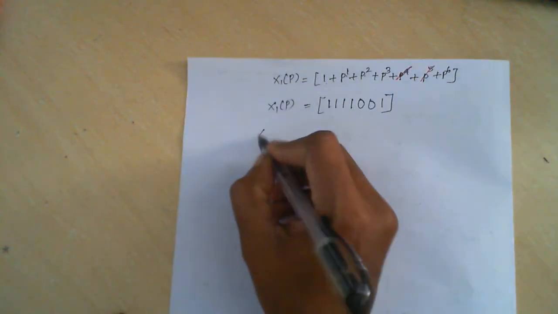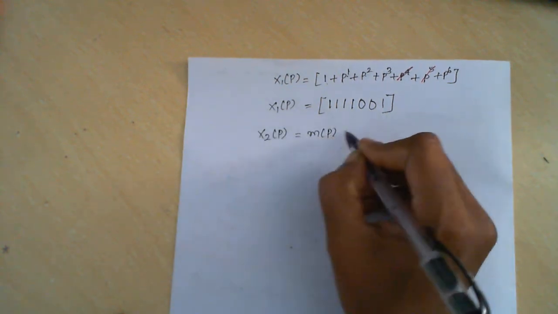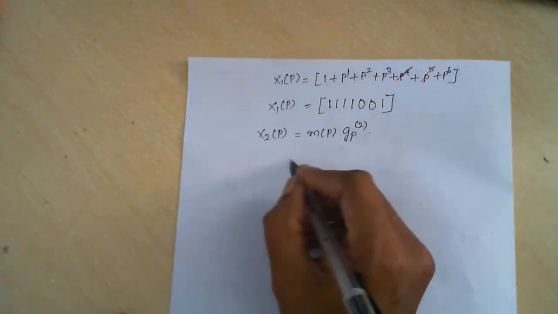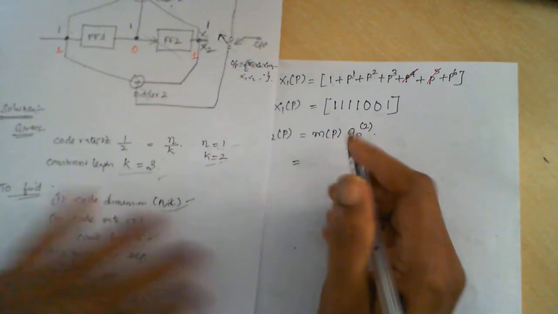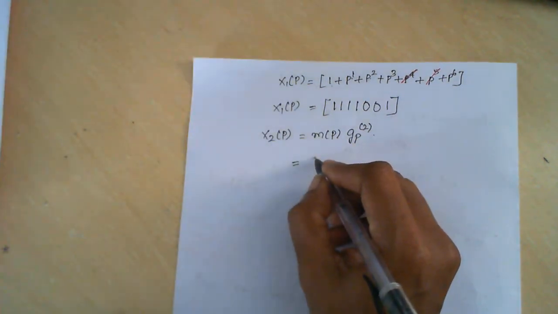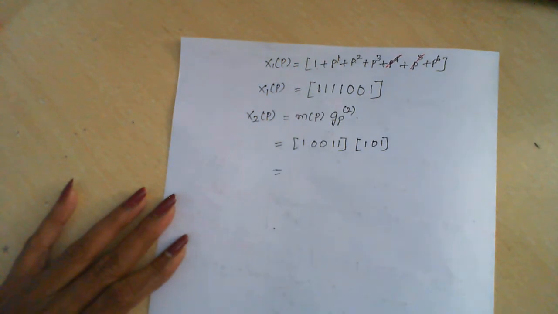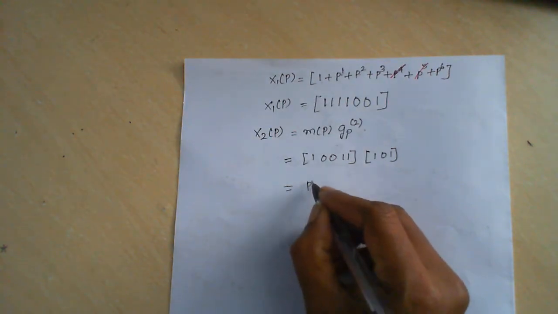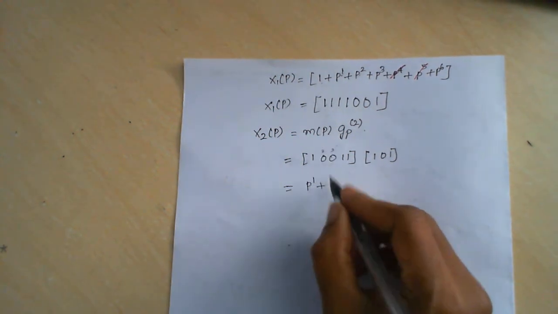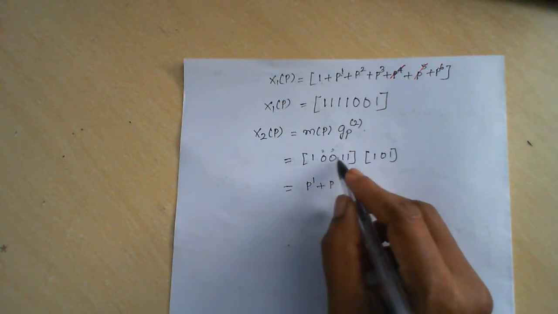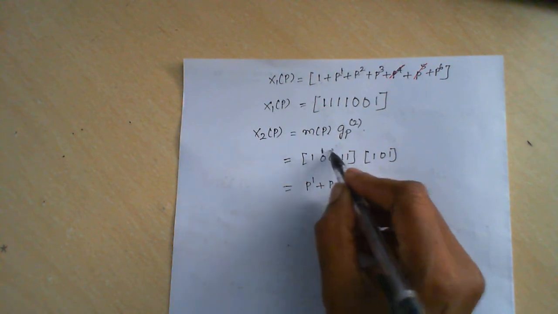So similarly you could calculate x2 of p, that is m of p multiplied with g2 of p, the generator polynomial of the second sequence. The message polynomial here is the sequence 1 0 0 1 1. So for this sequence 1 0 0 1 1 and the generator polynomial sequence 1 0 1, you should specify what will be the multiplicand terms.